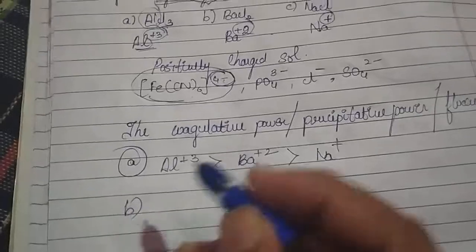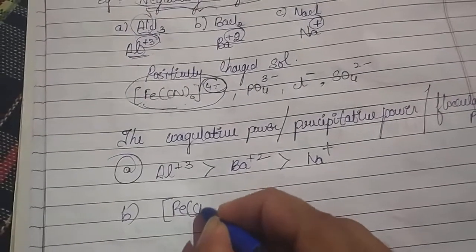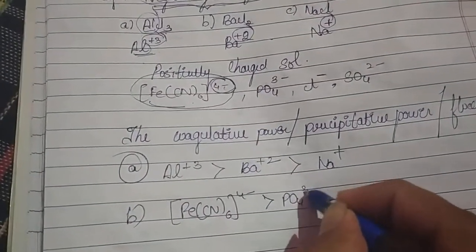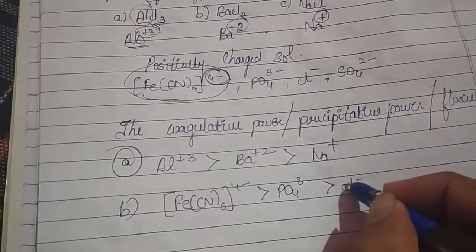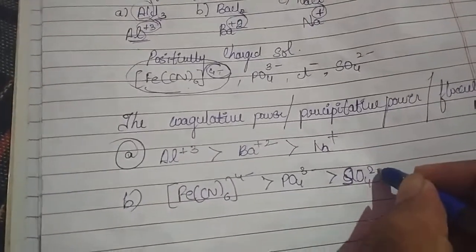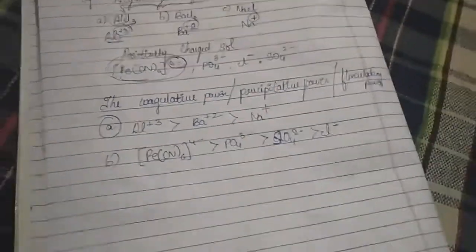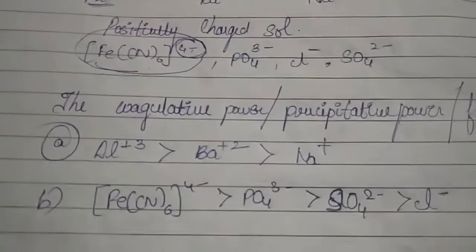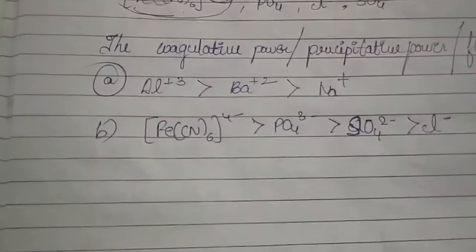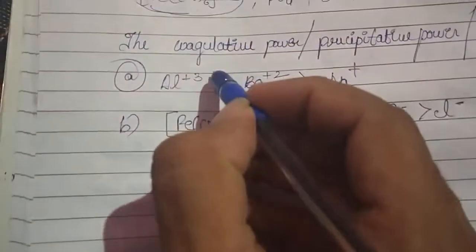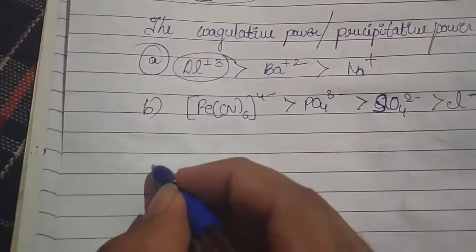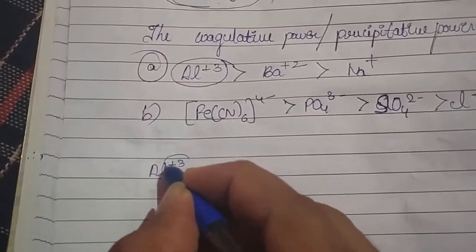For the second example, first of course is Fe(CN)6 4-, then PO4 3-, then SO4 2-, and at last Cl-. So guys, one thing you should remember: it is not something to be memorized by heart. You have to understand the concept. Just to remember, I am giving the reason why, as your valency increases, your coagulative power will increase. I have just explained. Take the example of Al+3, which has a +3 charge.